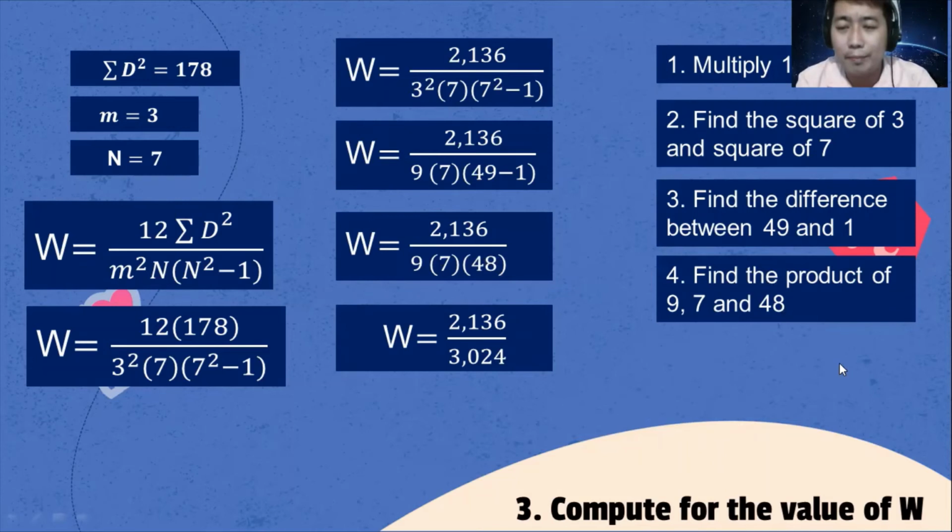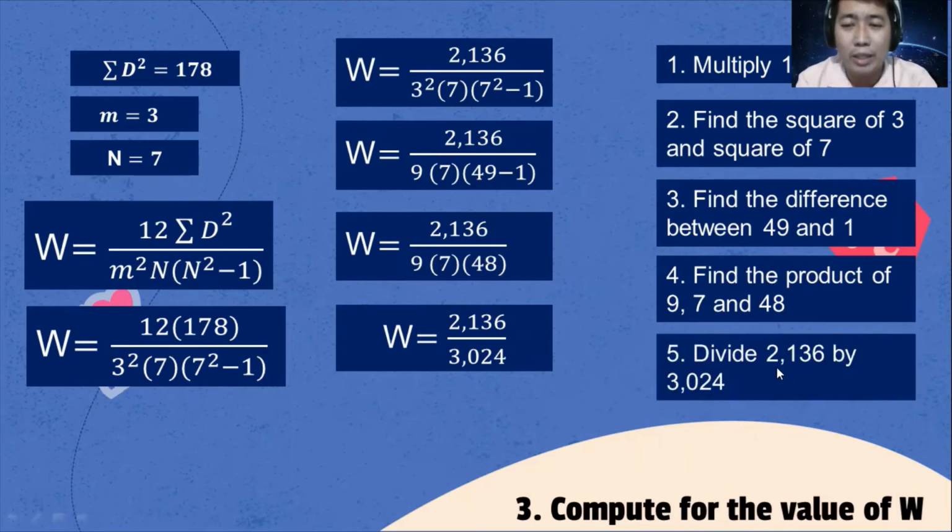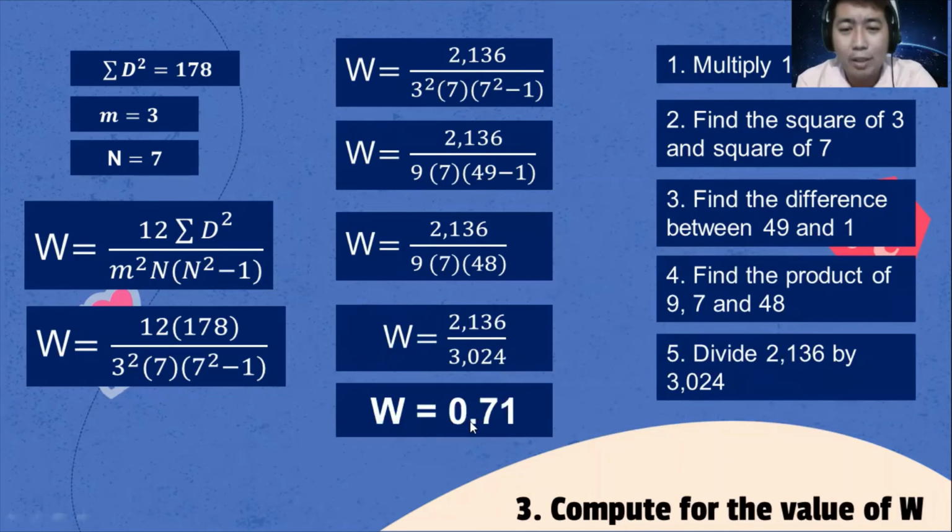Next step, divide 2,136 by 3,024 to get the value for W. 2,136 divided by 3,024, the answer is 0.71. Kendall's W is equal to 0.71. Okay, that is how we compute the value of W.